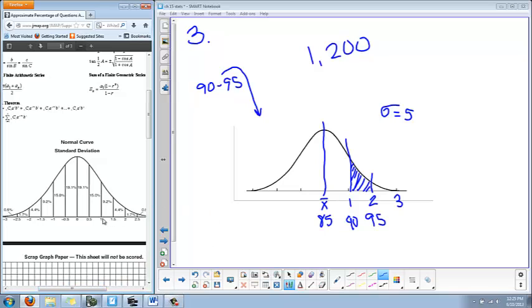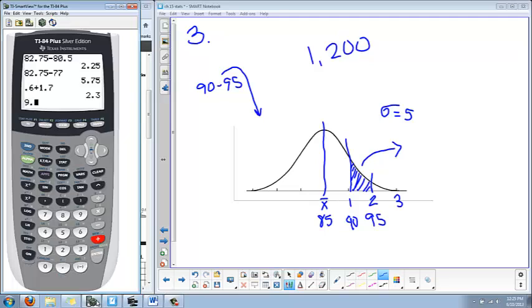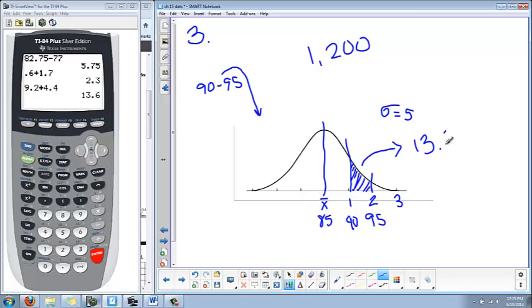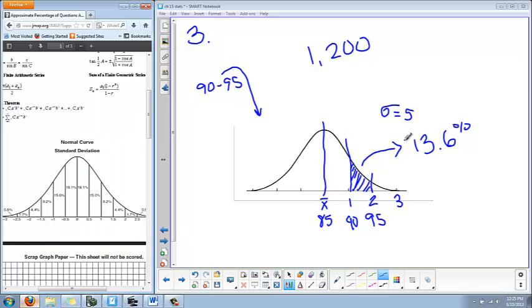So obviously, if I'm looking between the 1 standard deviation and the 2 standard deviation, I could easily add up those percentages, right? Those represent percentages. So that's 9.2 plus 4.4. That's 13.6%. Okay? But that's the percent of students that score within that range. That doesn't mean that 13.6 students scored. That means that it's the percent.